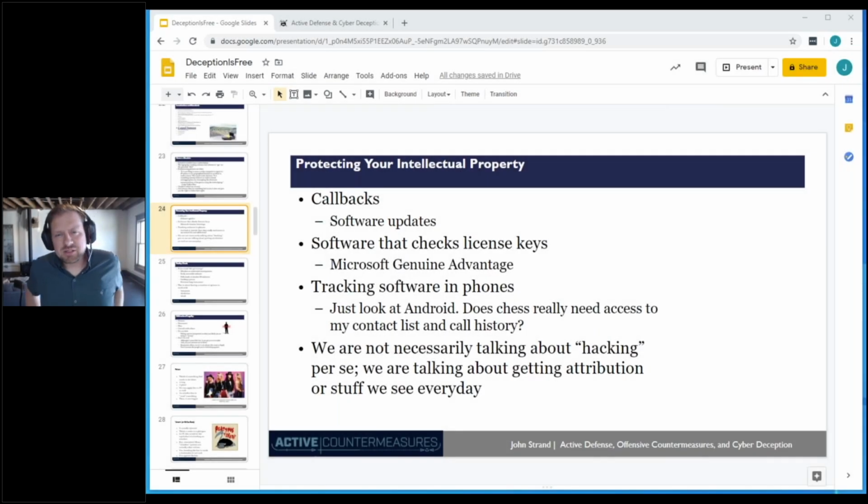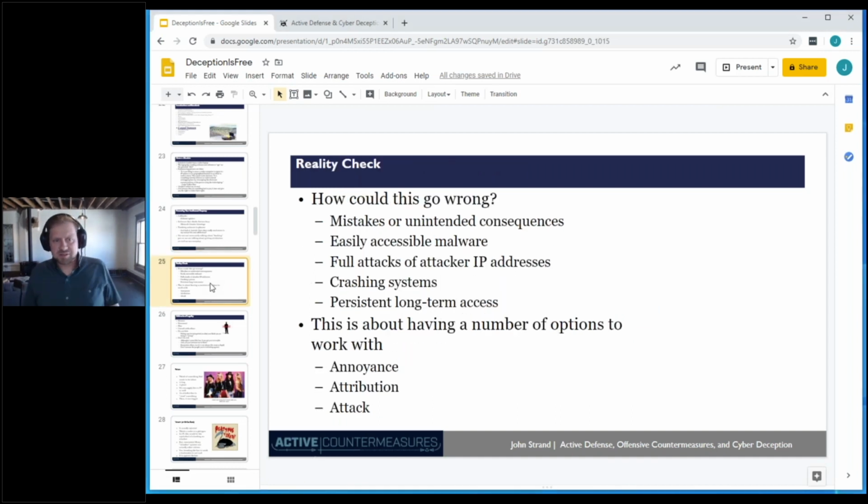So I already talked about certain types of callbacks that are going to be okay, right? Like software license checks, just basic software updates. So there's tons of ways that we can make things call back, and you're probably not going to make a judge freak out about that. And that's really what we're looking for: how do we make it in such a way that it's not going to freak someone out?